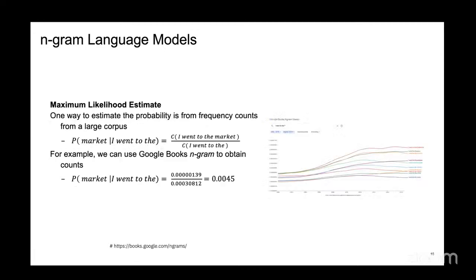how do I get these probabilities? What used to happen in earlier days is that Google took the entire corpus of text.